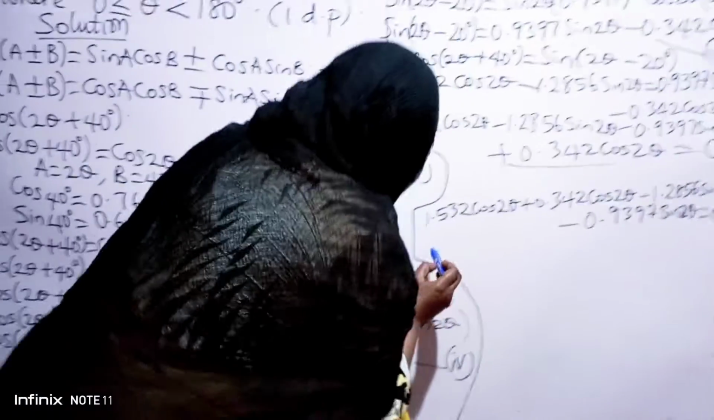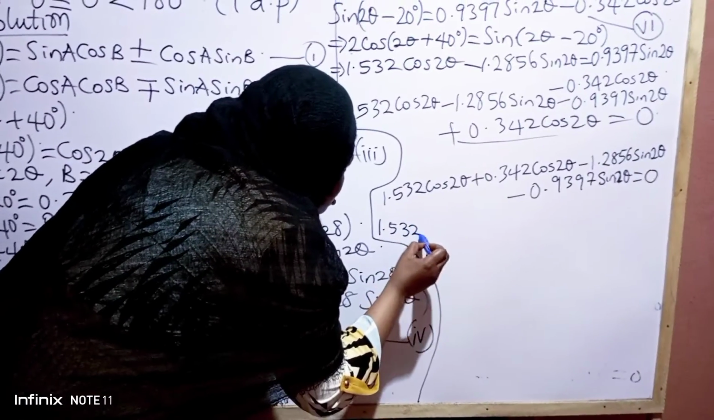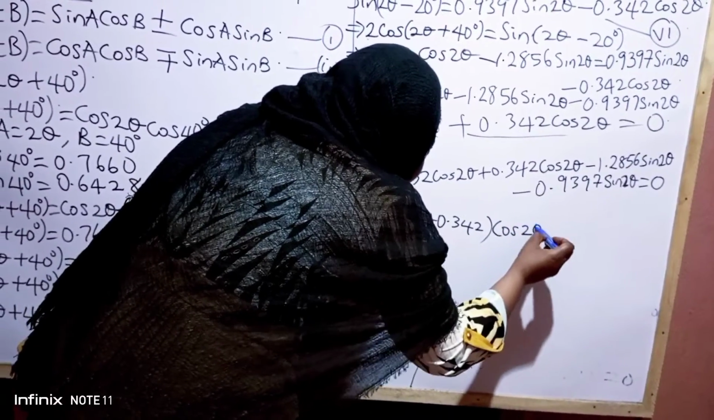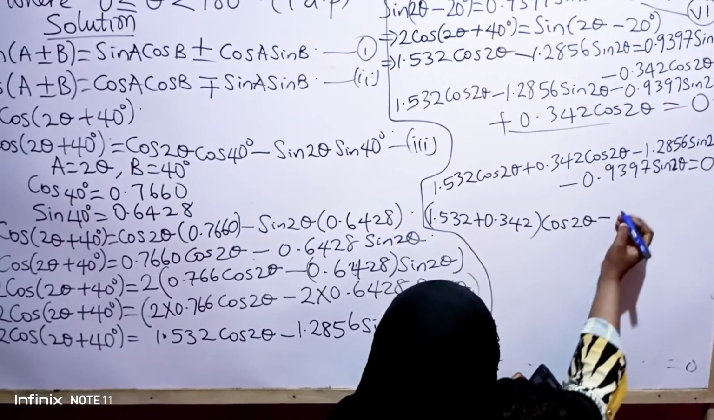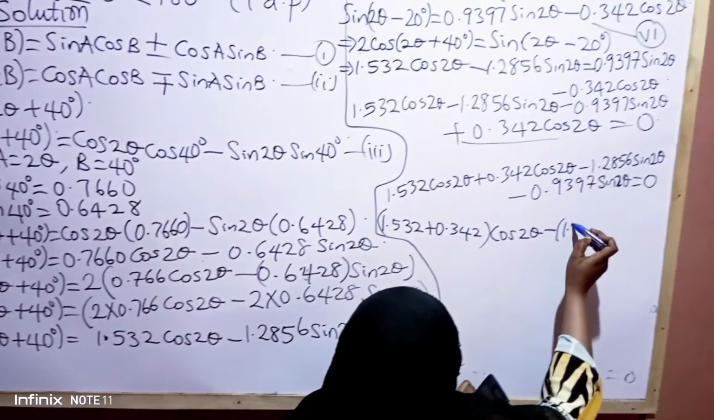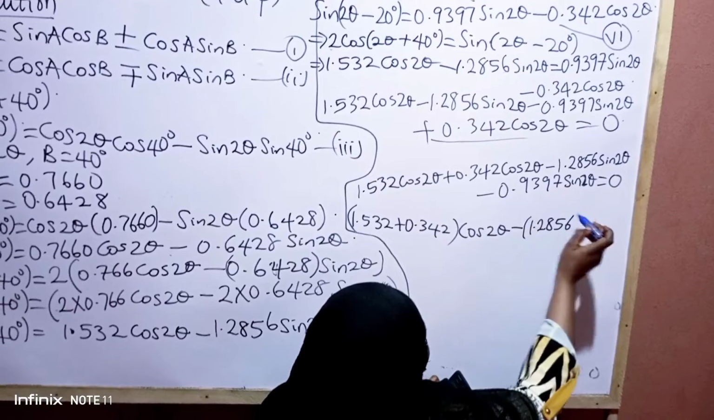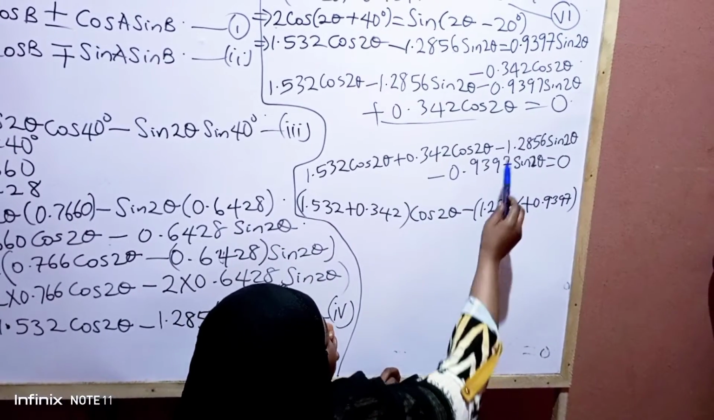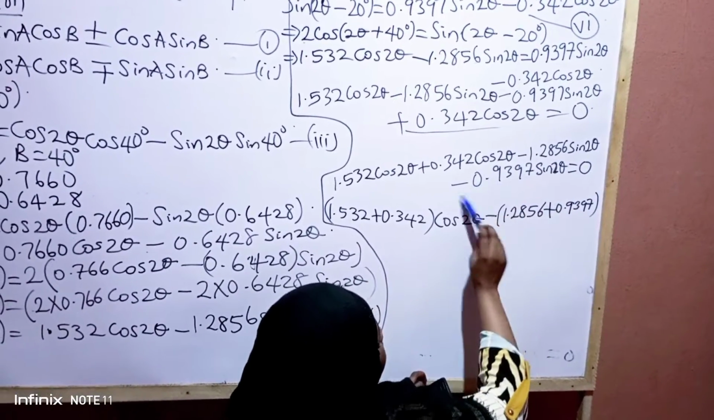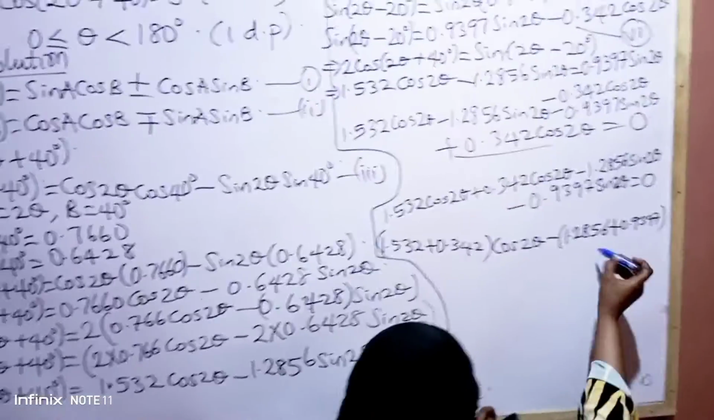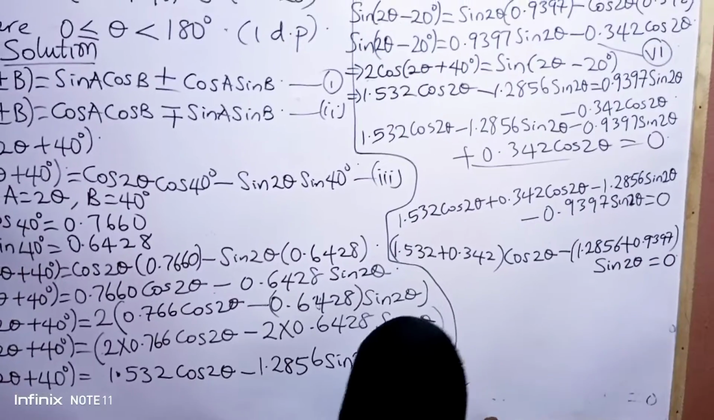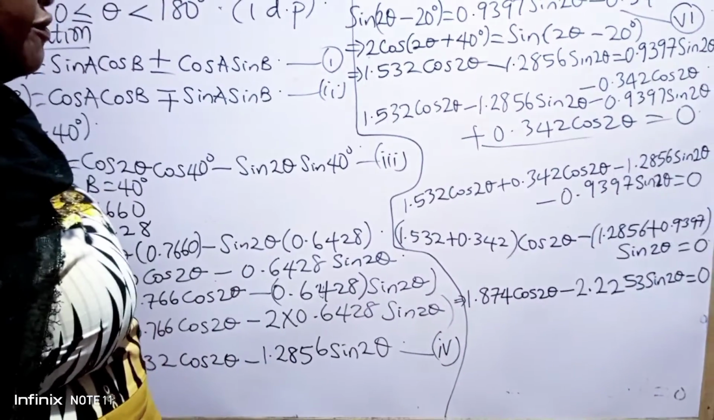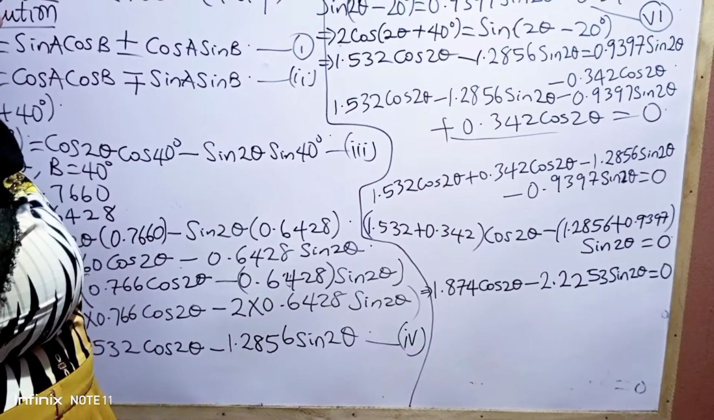So I have 1.532 plus 0.342, then cos 2 theta, then minus, in open brackets, 1.2856 plus 0.9397. If you use the minus to multiply everything inside this bracket, you are going to get minus 1.2856 sine 2 theta, then minus 0.9397 sine 2 theta. So then you put sine 2 theta, and you equate everything to zero. Adding everything inside the brackets gives me 1.874 cos 2 theta minus 2.2253 sine 2 theta is equal to zero.